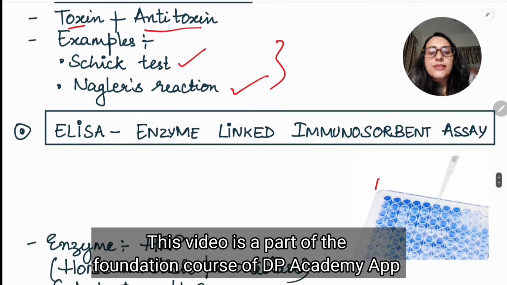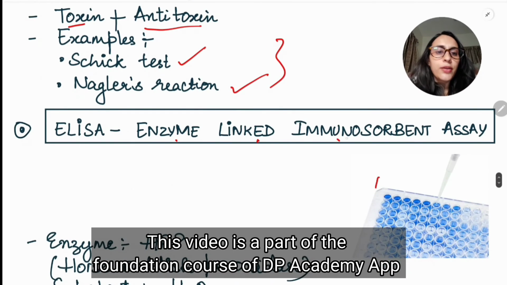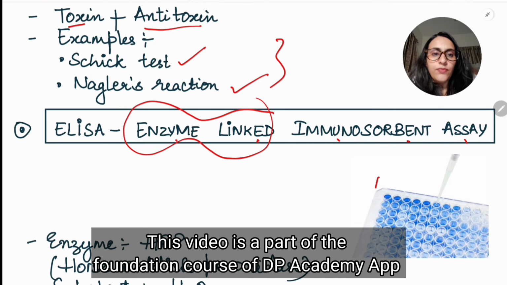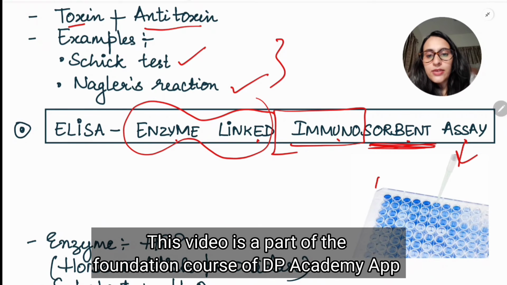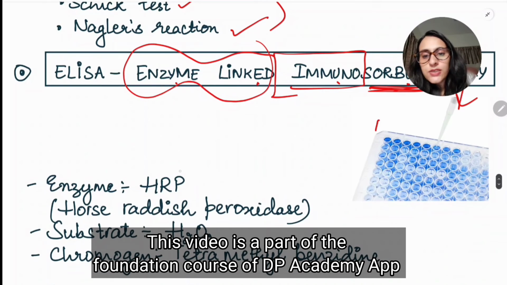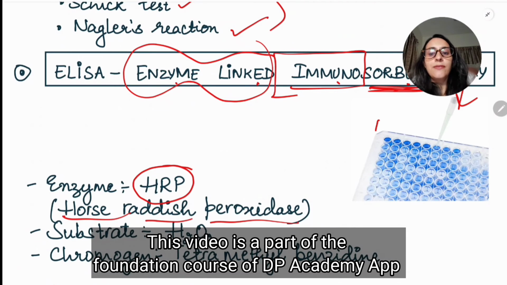Coming to a very important test, that is ELISA, enzyme linked immunosorbent assay. As the name suggests, there is going to be linking of some enzyme. It is going to be an antigen-antibody reaction. Immuno word is there. Sorbent means it is going to absorb. Assay is some test. So it is an enzyme-linked test. Which is the enzyme that is linked to this? It is HRP, that is horseradish peroxidase. This is ELISA, enzyme-linked immunosorbent assay.